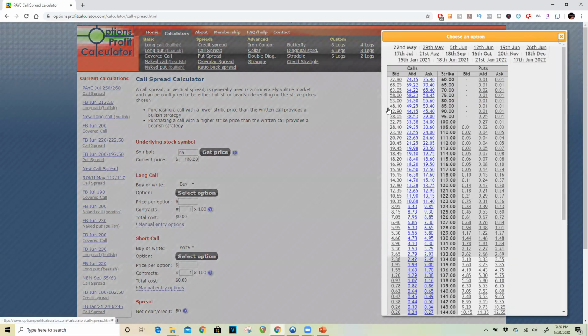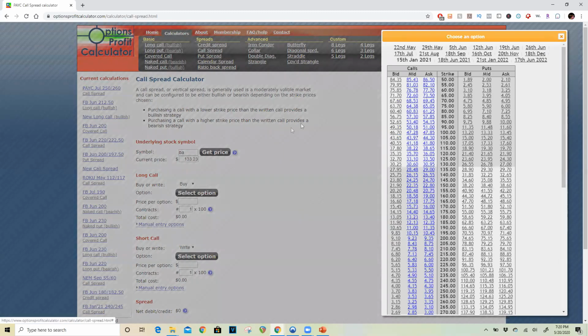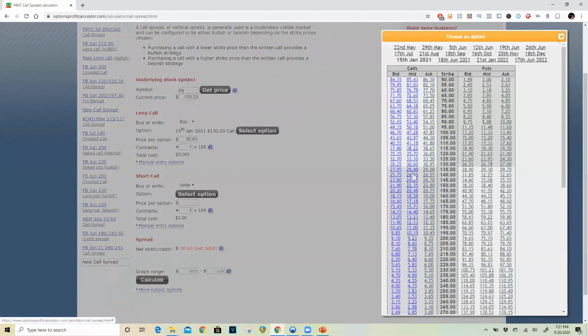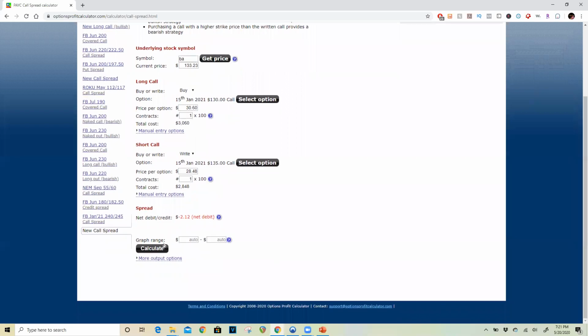So since Boeing already has gone down a lot, and the government is probably not going to let them go down more or go bankrupt, they will probably bail them out. I am willing to bet by January, the price will at least be more than $133. If not 200 or 300, I'm willing to bet that it will be at least more than $133. Okay, so I could buy a $130 call and sell a $135 call.